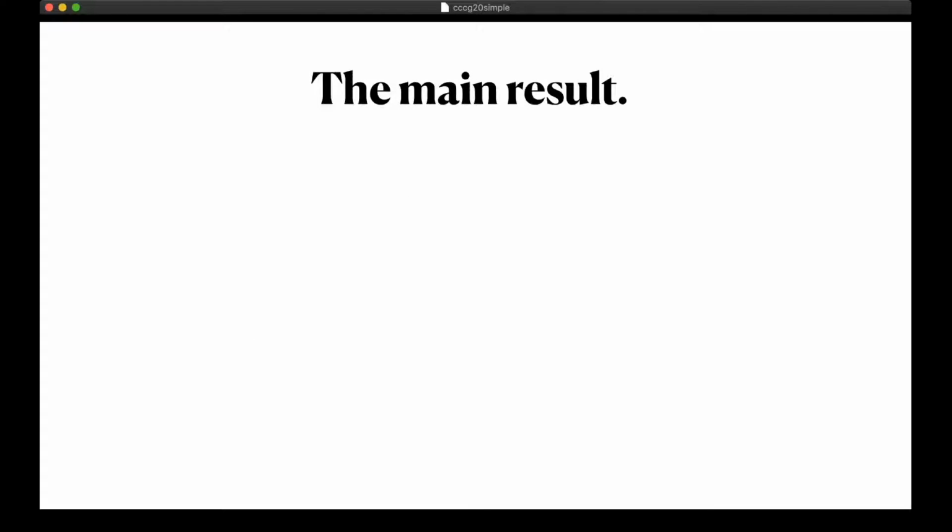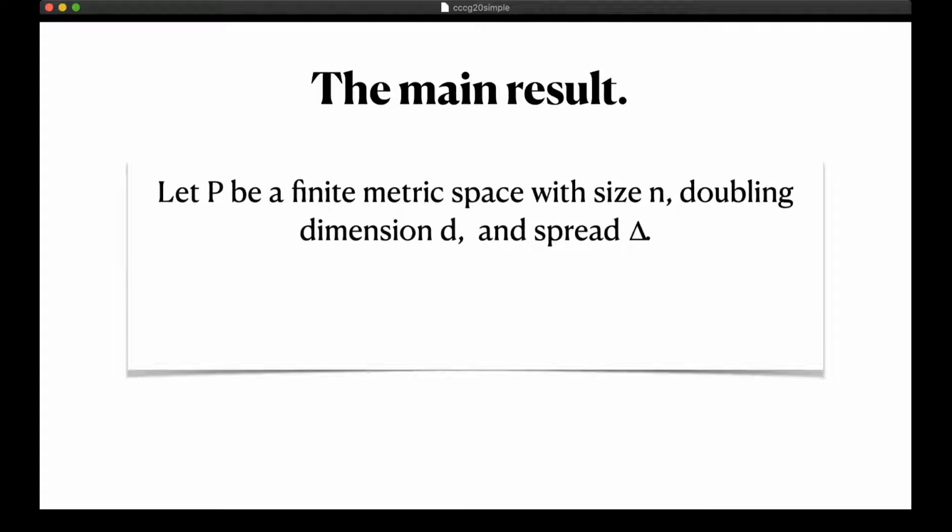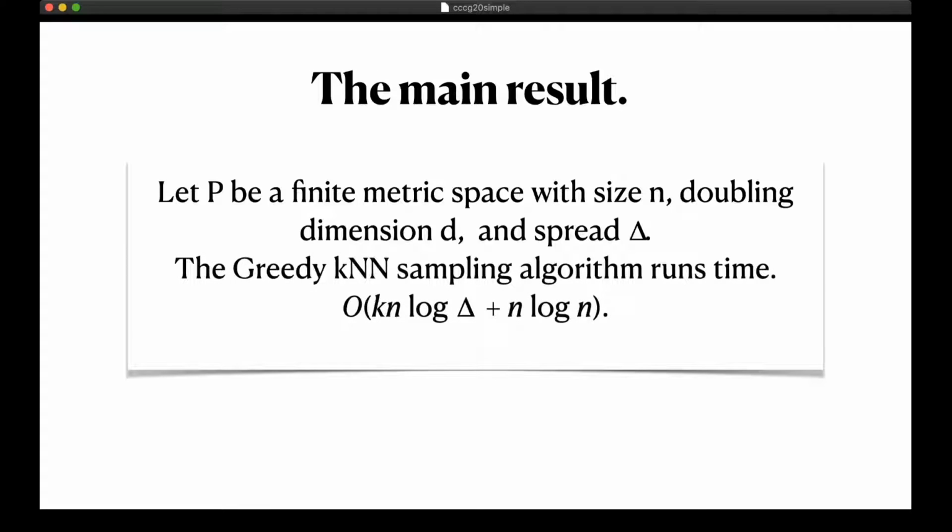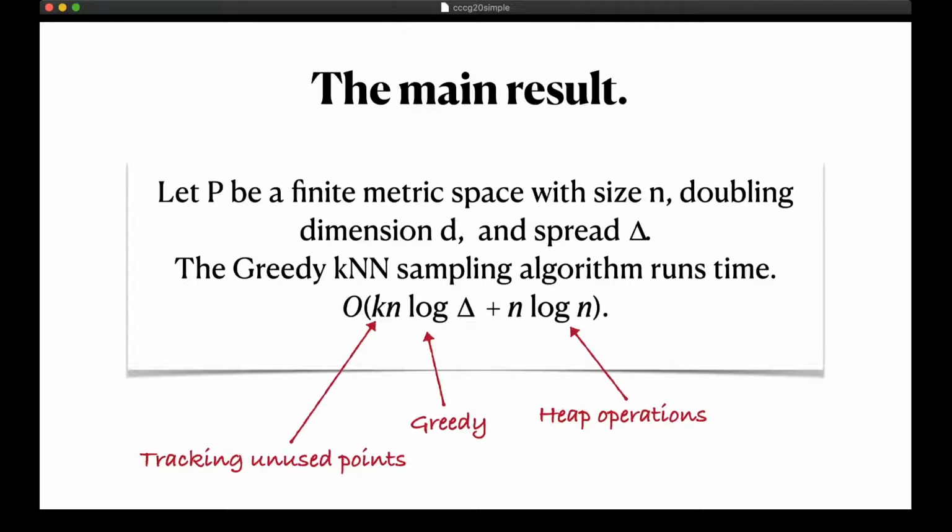And so the main result is that if we have a finite metric space with just n points, and I put here that the doubling dimension has to be d. If this is a Euclidean case, you could take the Euclidean dimension to be d, and the spread, or the ratio of largest to smallest distances, is at most delta. Then you end up with this algorithm running in kn log spread time, or as I've written it here, kn log spread plus n log n. And I've highlighted the n log n part here just to point out that that's the heap operations. And we do pay this extra k now when we track unused points.